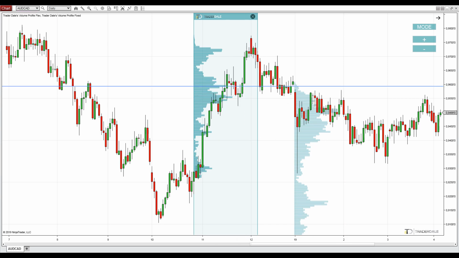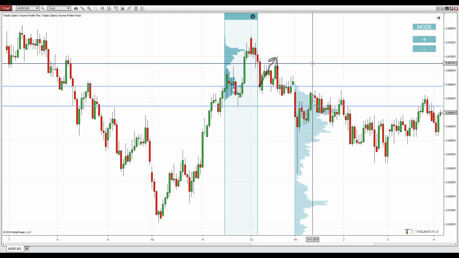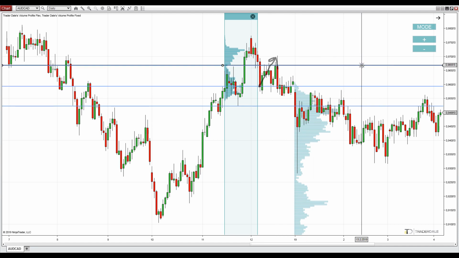So we are only interested in those volumes created in this area, which were not yet tested. You can also see those volumes if you select only this area before this buying activity. All right, so this is what the level was based on. The price retraced back, reacted to the level pretty nicely. The stop loss was in here. Take profit with risk reward ratio somewhere in here, a little bit lower in here. So that's where I took the profit.